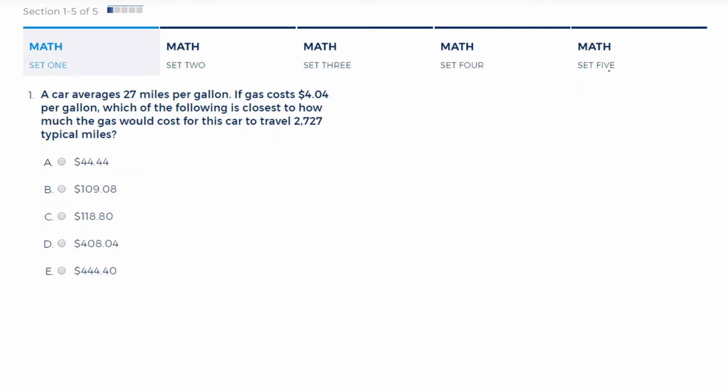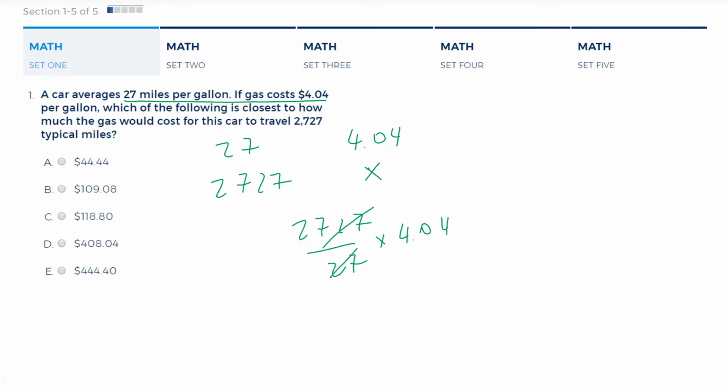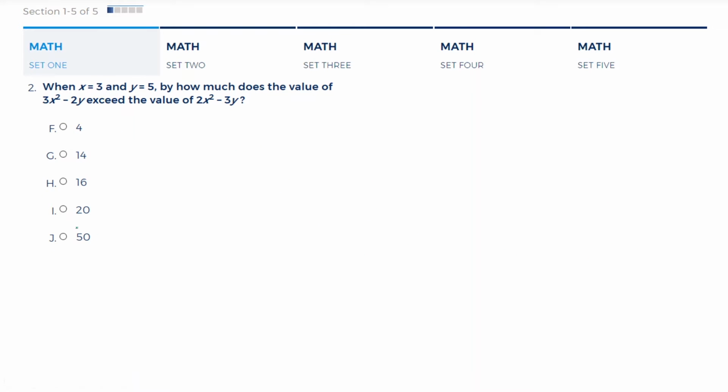So let's do this! Alright, first problem. A car averages 27 miles per gallon, and gas costs $4.04 per gallon. So 27 miles for $4.04. Now the question is, what about 27 miles? So here, x. Very simple: 27 divided by 27 multiplied by 4.04. I'm not going to do this with the calculator. This is 101 multiplied by 4.04, which is 404, plus 4.04, which is 408.04. D.